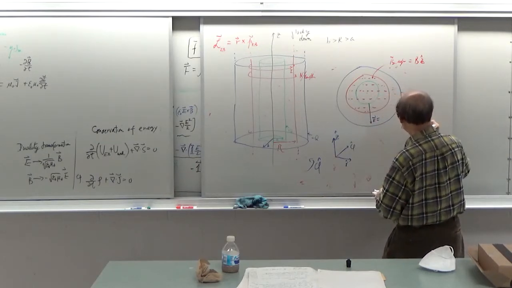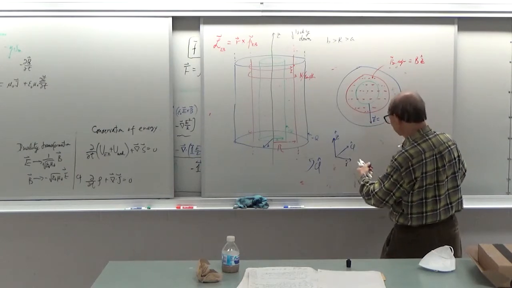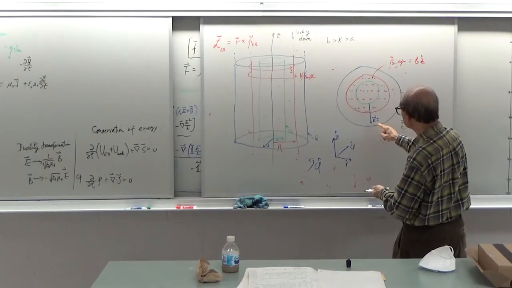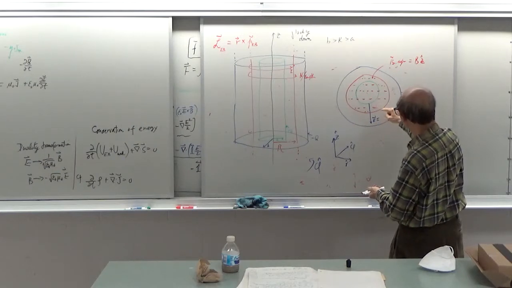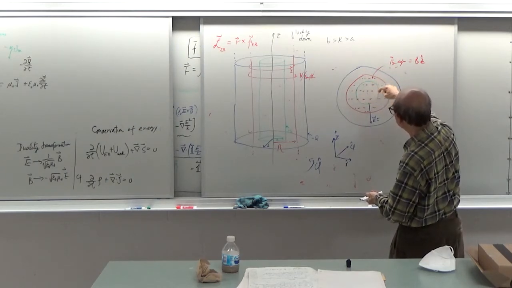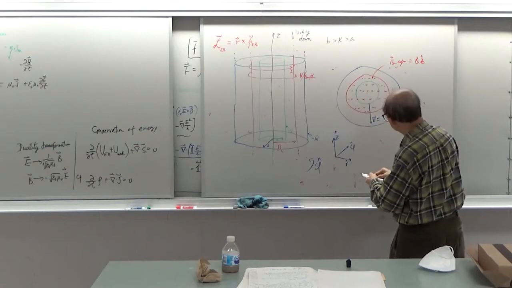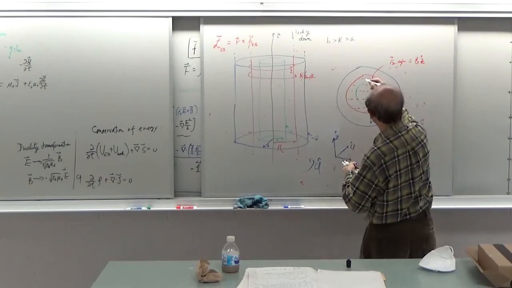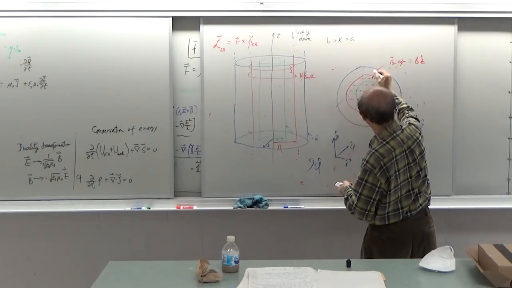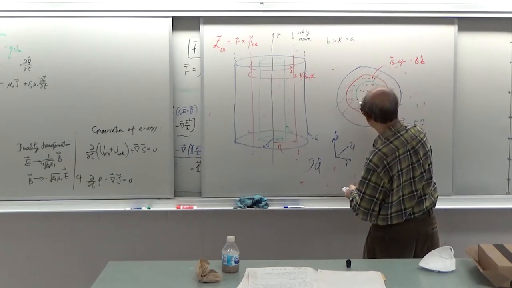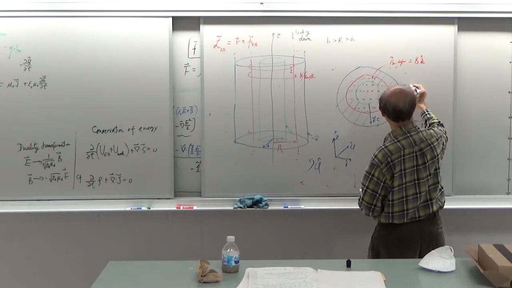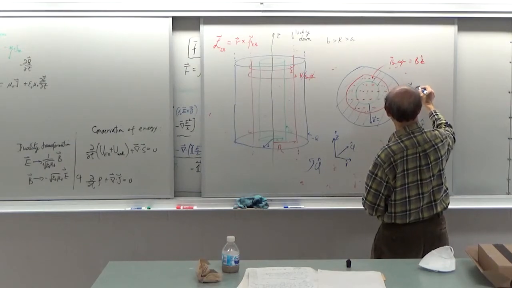E is E times the radial out direction. And E is non-zero only in the region between the green circle and the blue one, the region between the two cylinders. Radial out.